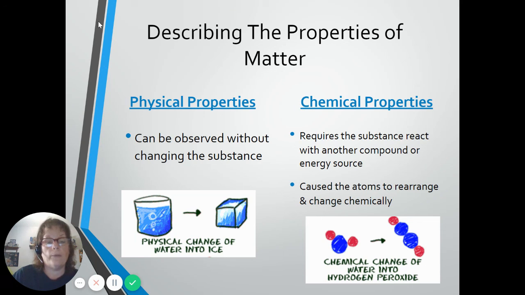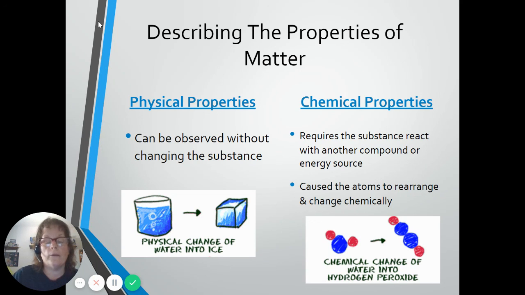Physical properties, you can cut them into smaller pieces. Let's say you have a chocolate bar and you're trying to share it. You can break it into smaller pieces and everybody gets a piece of chocolate. Well, everybody's piece of chocolate is the same. It's still chocolate. Just because you broke it into smaller pieces doesn't change it into something else.